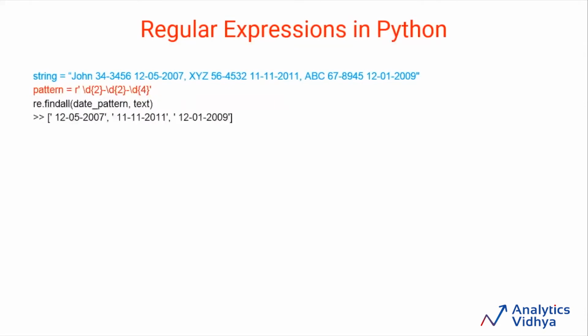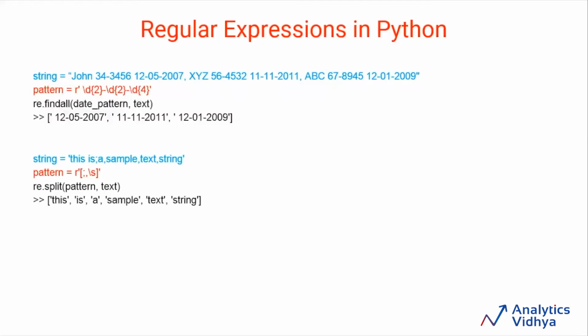The other function is re.split, which can be used to split a given text by different delimiters. For example, in this string, different punctuations are present and we want to split them by different delimiters. We can use re.split and pass the pattern of different delimiters to split the text.